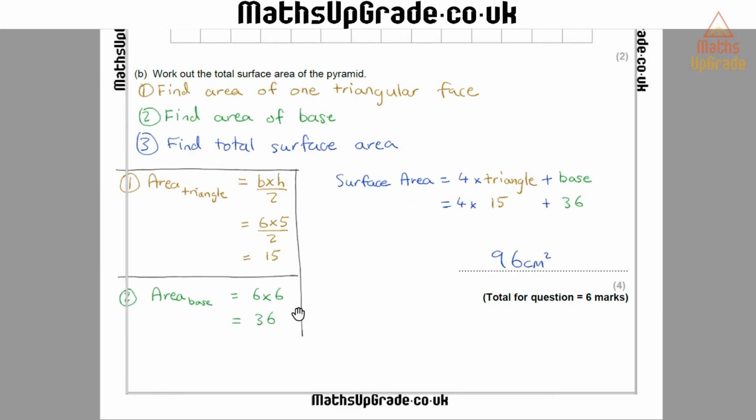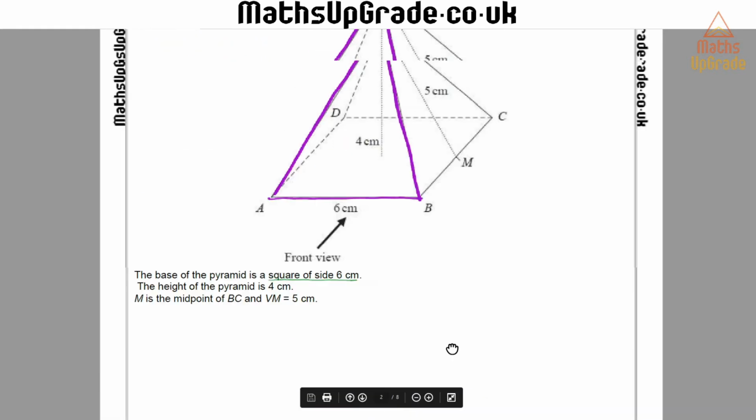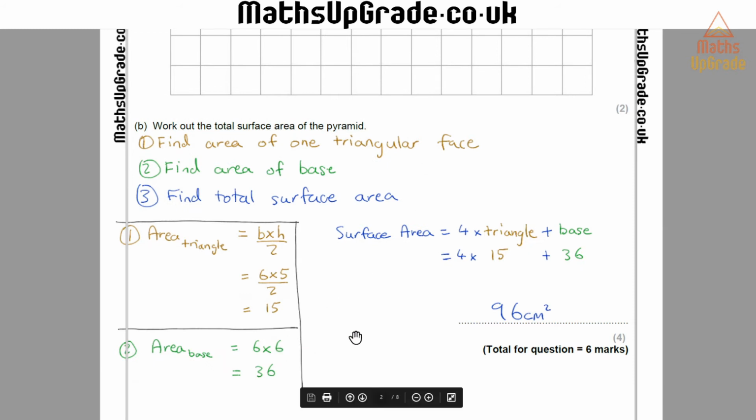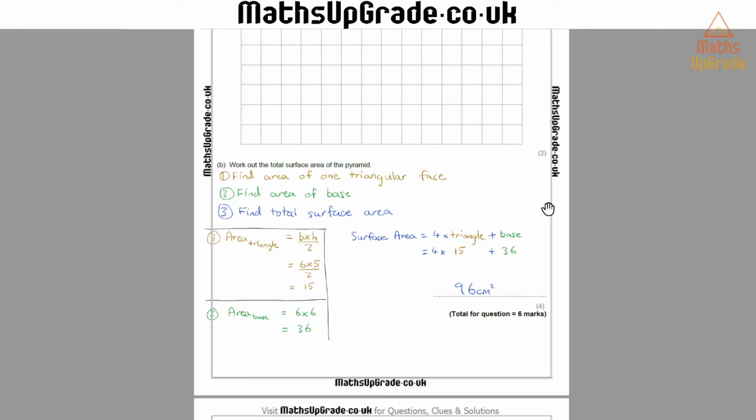The area of one triangular face is base times height divided by 2. 6 times 5 divided by 2 gives me 15. The base is just a square of edge length 6, so 6 times 6 is therefore 36. The total surface area is the area of all these surfaces combined, so it's 4 lots of the triangle plus the area of that base. 4 times 15, add 36, will give 96 centimeters squared. That part of the question is 4 marks. Combined with the first part, the whole question there is worth 6 marks.